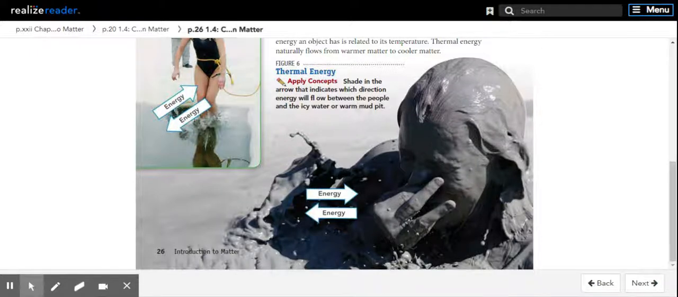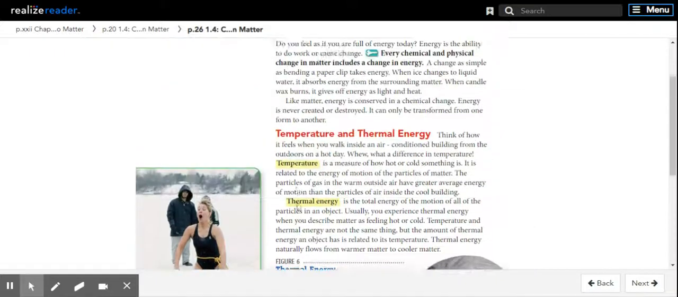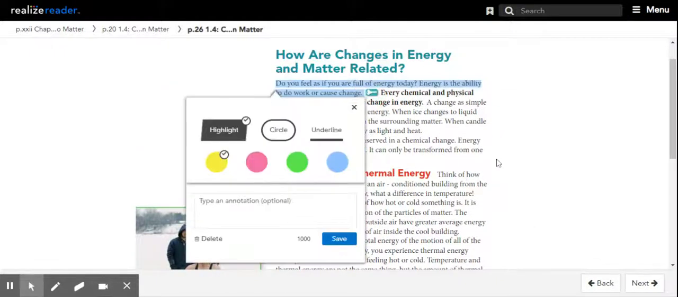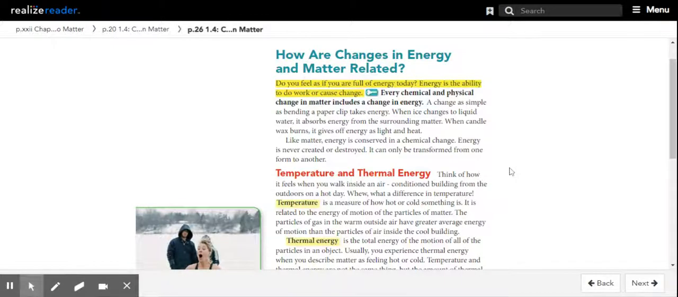So just remember, energy is the ability to do work or cause change. Every change in matter includes a change in energy. So do all changes in matter absorb energy? No, some changes in matter give off energy. And what happens to energy during a chemical change? Energy is conserved. It is neither created nor destroyed, and it can only be transformed from one form to another.